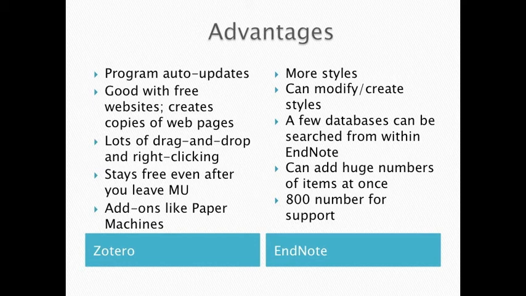And then EndNote advantages. EndNote has a lot more styles. Both of them have a small number of popular styles out of the box, and you have to go to their websites for more. But EndNote has a much larger set of styles that you can choose from, you know, journal-specific styles and the like. Zotero has some of those, but not nearly as many.